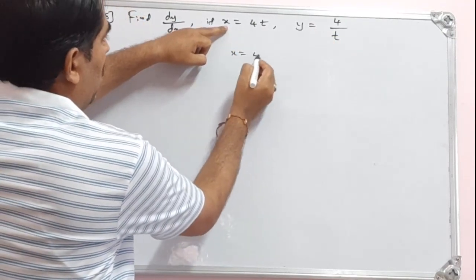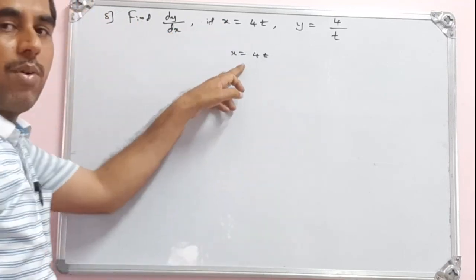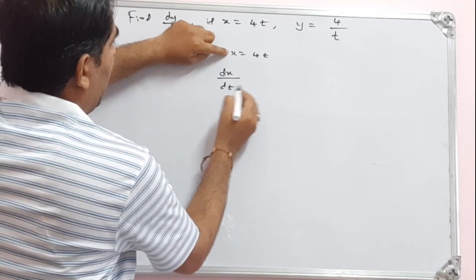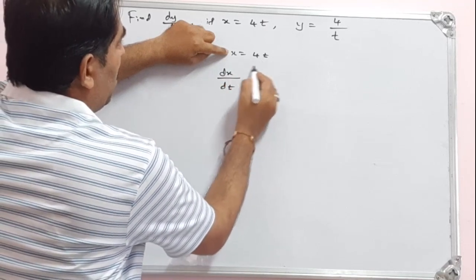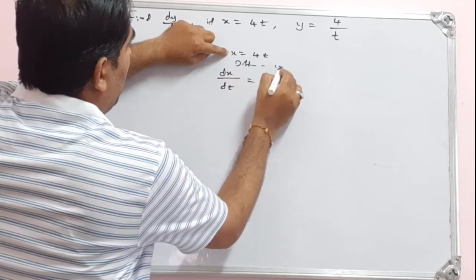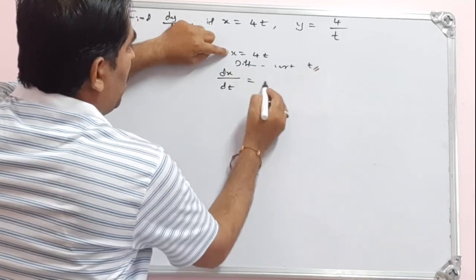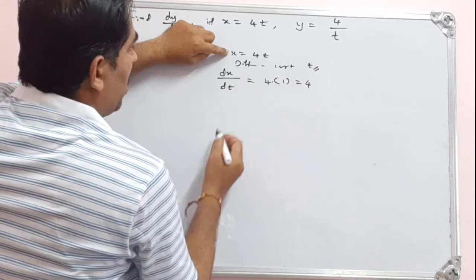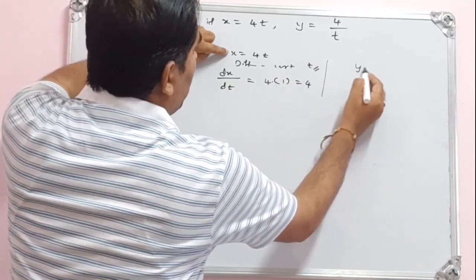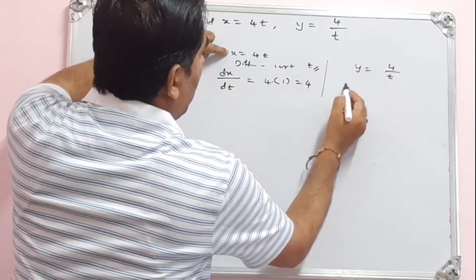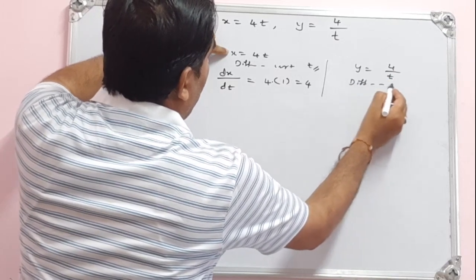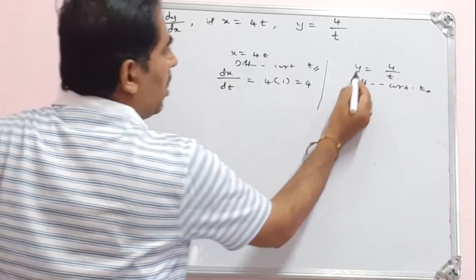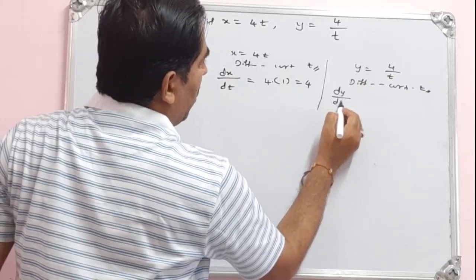We have to differentiate. So x is equal to 4t. If you differentiate this with respect to t, we get dx by dt on the left hand side, and on the right, 4 into the derivative of t with respect to t, which is 1. So 4 into 1, that is 4. Then y is equal to 4 by t. Here we have to be careful, a lot of students will make mistakes here. dy by dt, I will write it as it is.